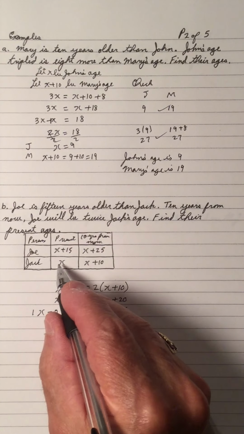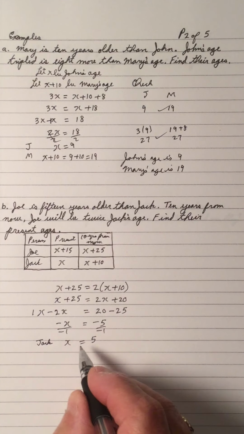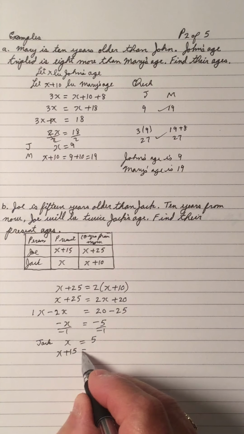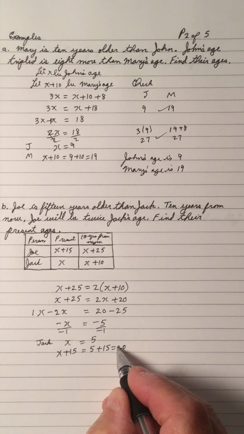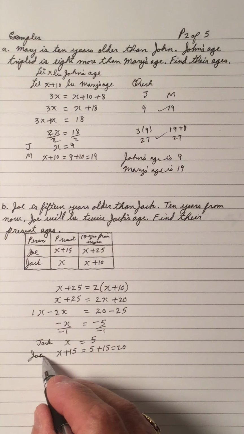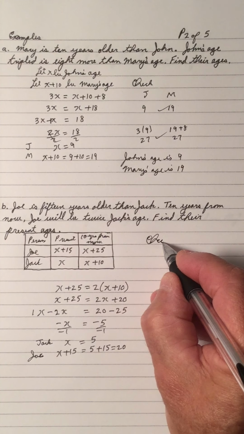So X is Jack's age. We'll write J, that's Jack's age, just to keep track. And Joe is X plus 15, so that's 5 plus 15, which is 20. We'll write down Joe here just to keep track. Now let's check to see if everything is okay.